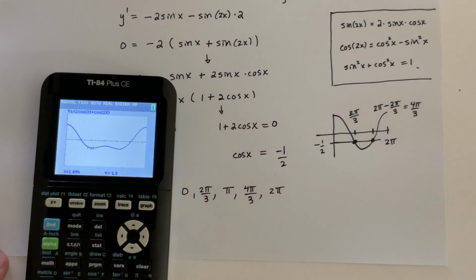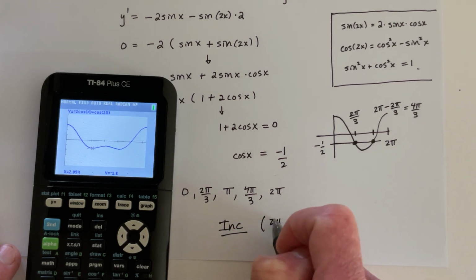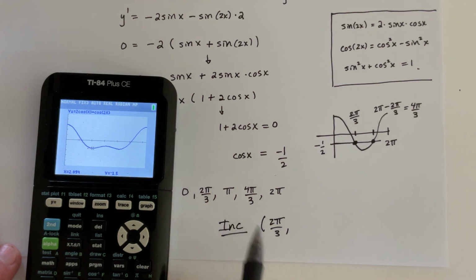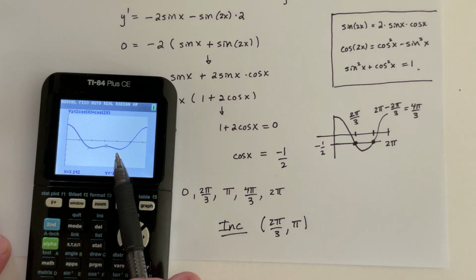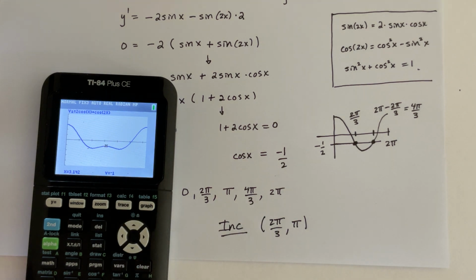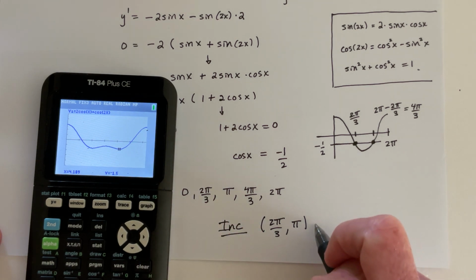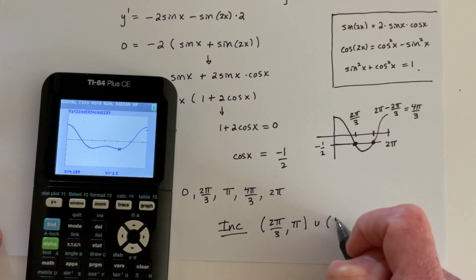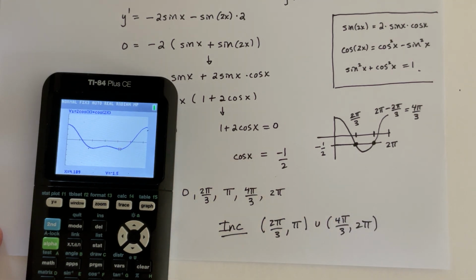I can even start writing down my answer: increasing from 2 pi over 3, and then the next one should be pi. So if you put pi, okay, that little middle part right there is increasing to pi. And then this should be the 4 pi over 3, because that's the next solution. So 4 pi divided by 3. And then from there until 2 pi, it's increasing. So together with 4 pi over 3 to 2 pi, those are the places where it's increasing.